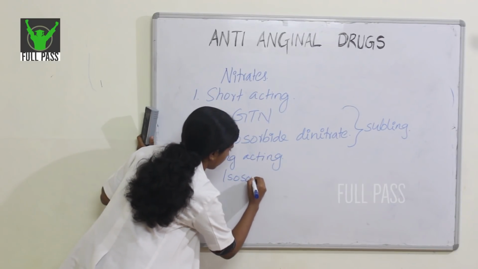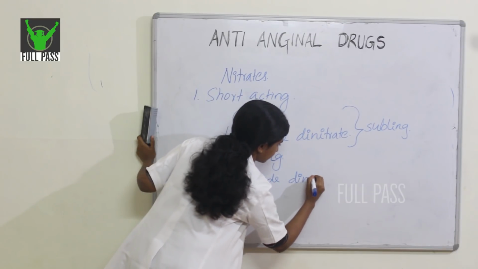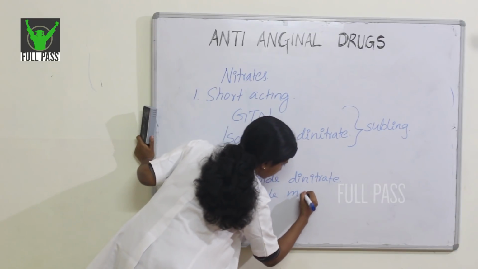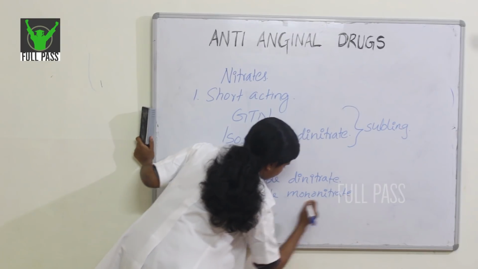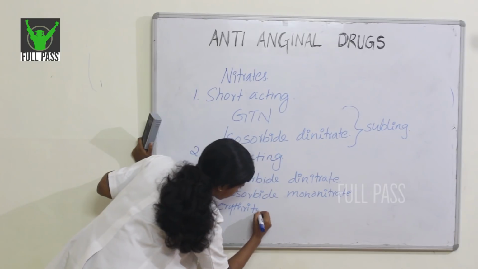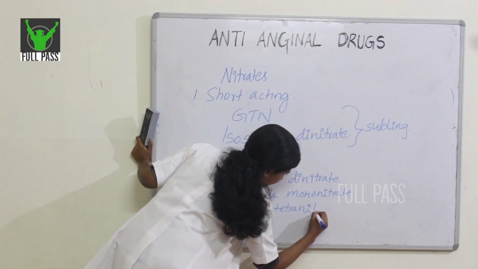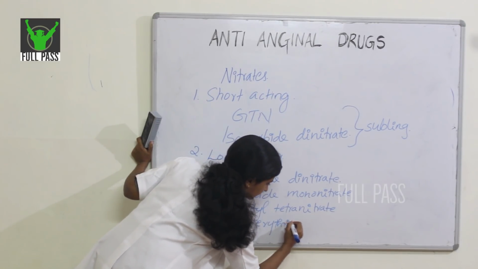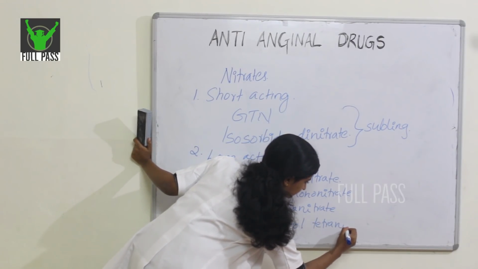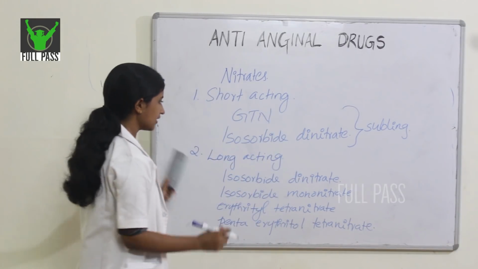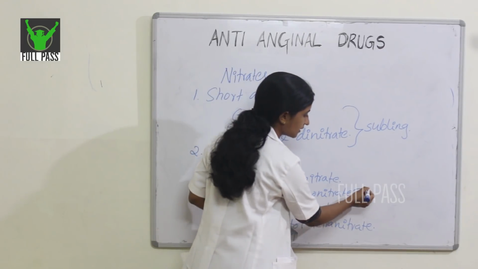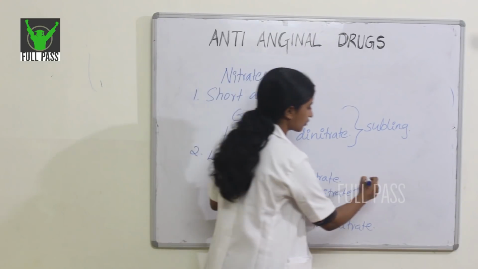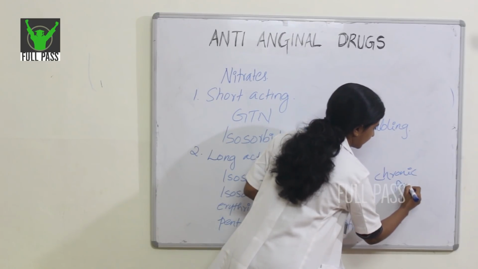We have isosorbide dinitrate. Here it is given orally. Isosorbide mononitrate, erythrityl tetranitrate, and pentaerythritol tetranitrate. And among the orally given nitrates, isosorbide mononitrate undergoes the minimum first pass metabolism. It has more bioavailability and more duration of action, so it is preferred for chronic prophylaxis in anginal patients.